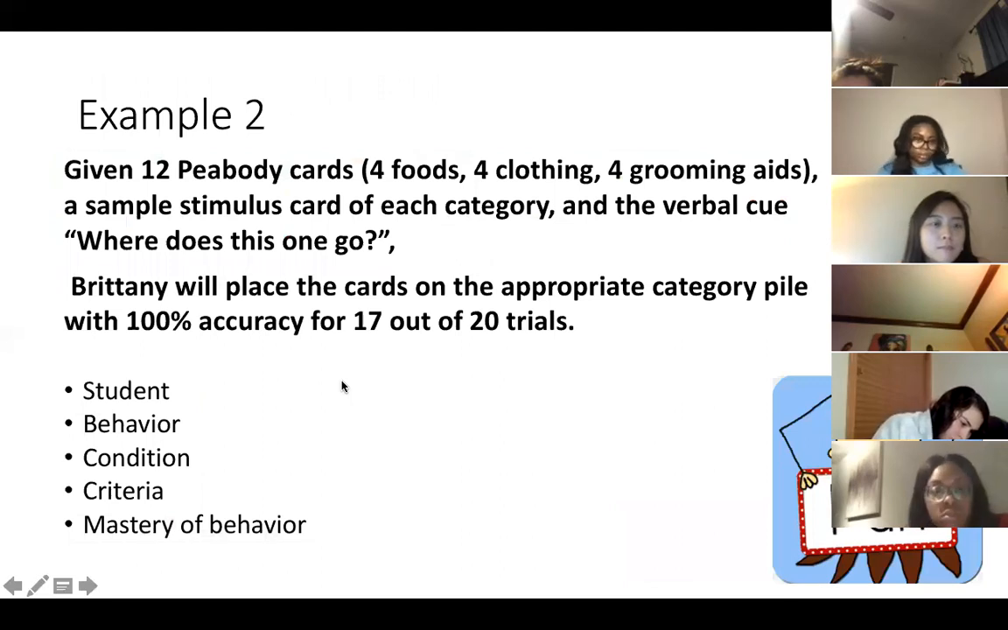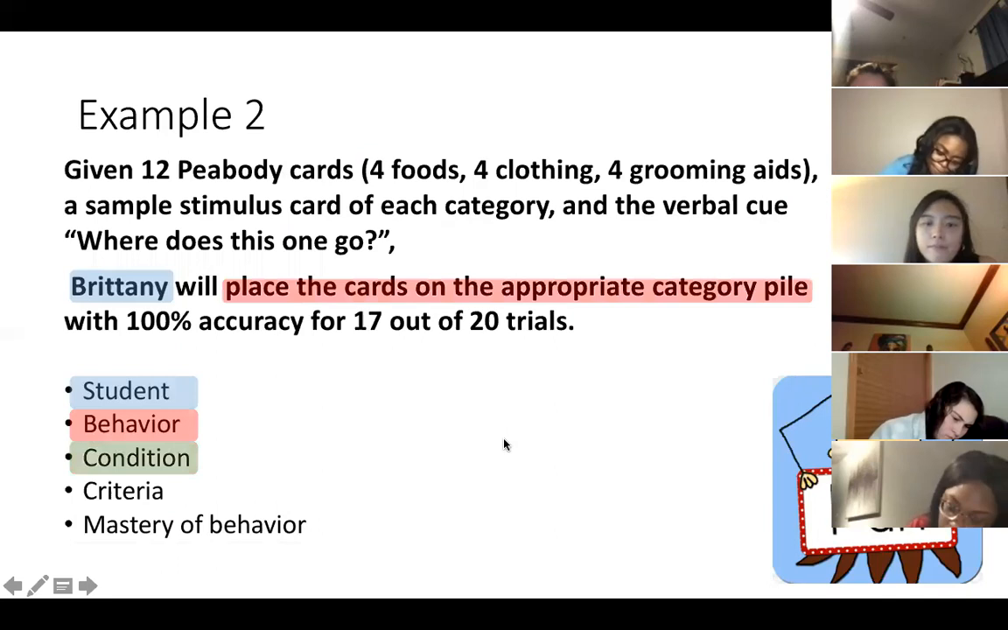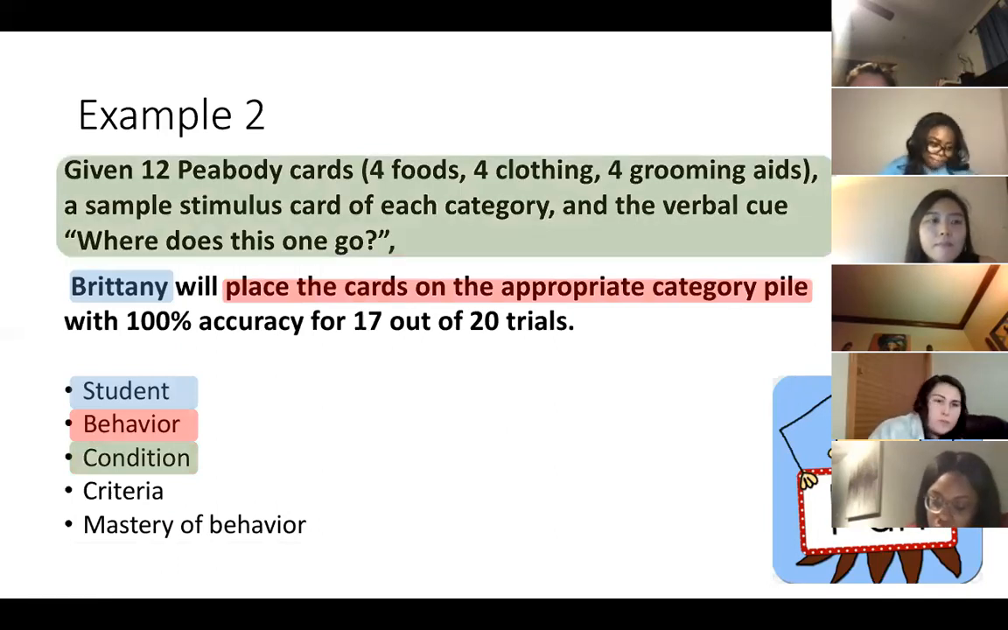Example 2. So Brittany here. Student name: Brittany. Behavior: place the card on the appropriate category pile, right? Okay. Condition. It's such a long condition. The whole part.